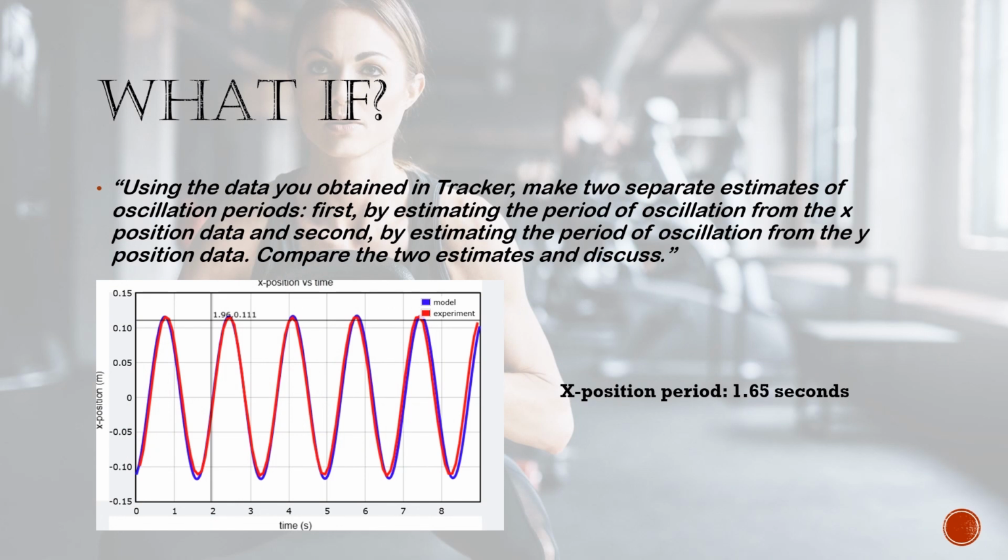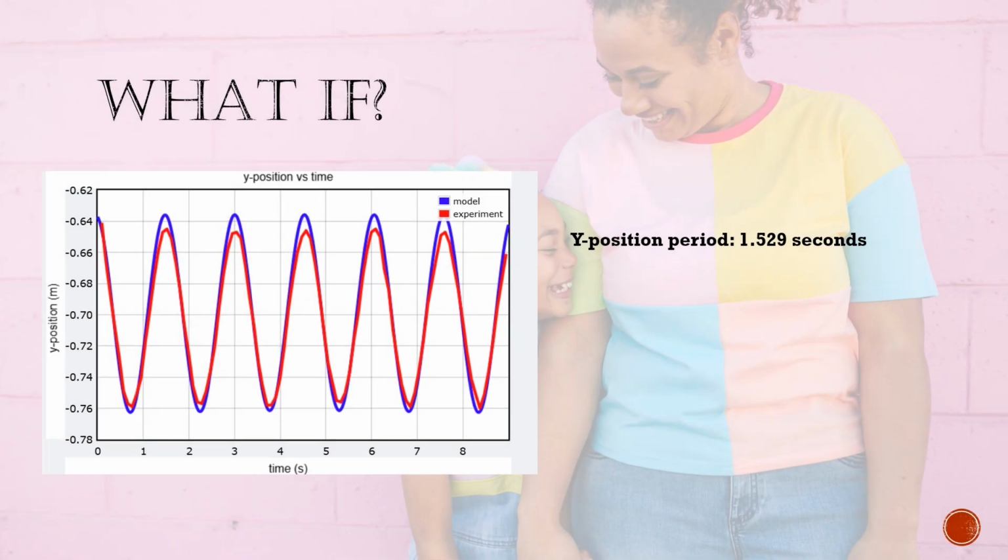We can also ask what the periods of oscillation are for the x and y positions. For the x position, the time taken for 5 wavelengths to pass was used to minimize the uncertainty in the calculation. As shown in this graph, the time it took for 5 wavelengths to pass was 8.264 seconds. 8.264 divided by 5 gives a period of 1.65 seconds. For the y position, the time taken for 5 wavelengths to pass was 7.645 seconds. 7.645 divided by 5 gives us a period of 1.529 seconds.